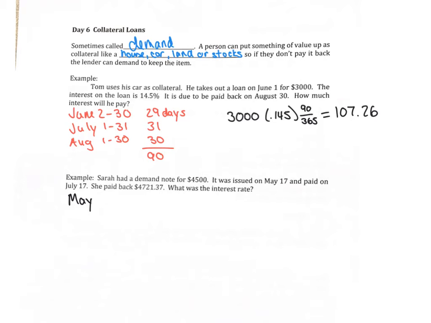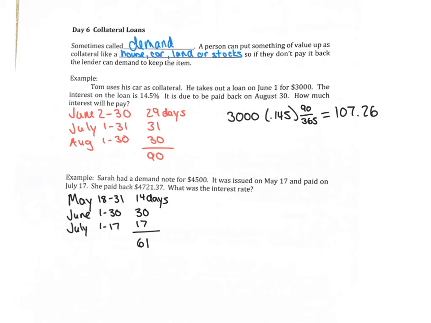And so we are going from the 18th to the 31st. So that's going to be 14 days that she has in May. In June, she has 30 days. And then in July, she has the 1st through the 17th, so she has 17 days. So in total, she had this loan for 61 days.